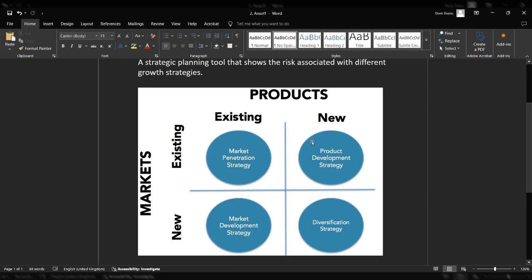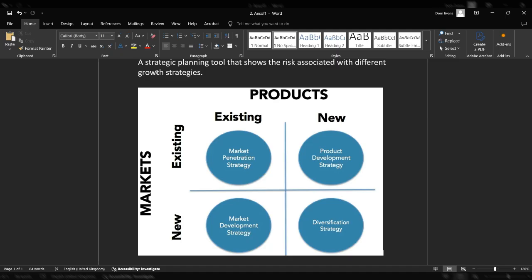So what is this all about? Basically, let's take a step backwards. This is a strategic planning tool, and it shows the risk associated with different growth strategies. A growth strategy is simply a way a business can increase sales, and Ansoff said there are essentially two ways of increasing sales. You can look at your products and you can look at your market. Okay, and then we can divide each of them into two. So that's four strategies in total.